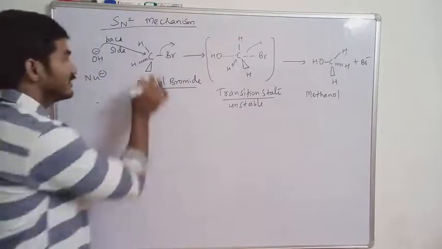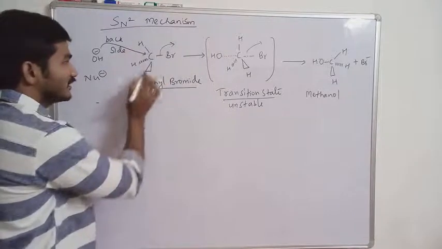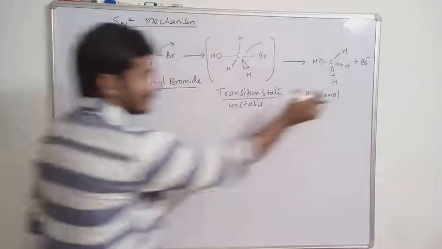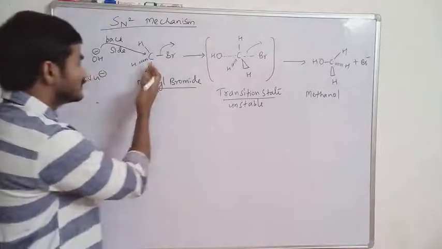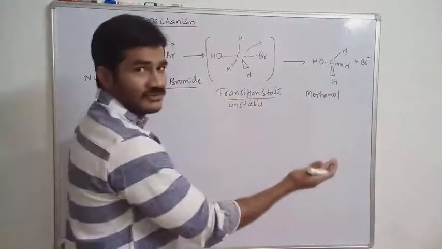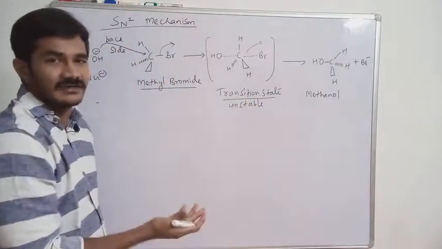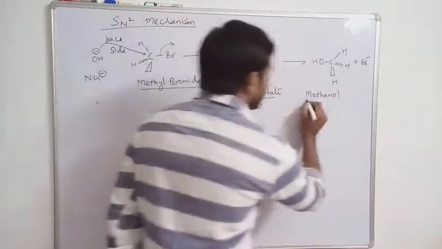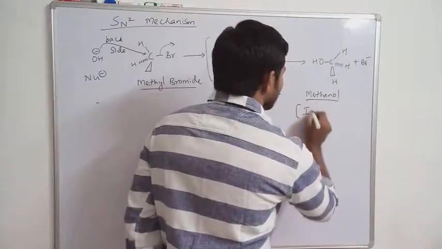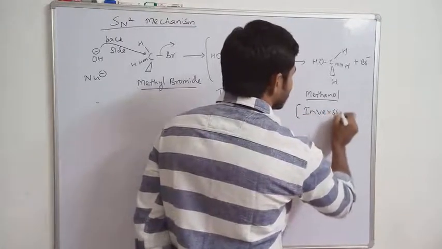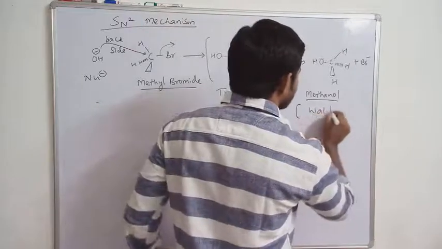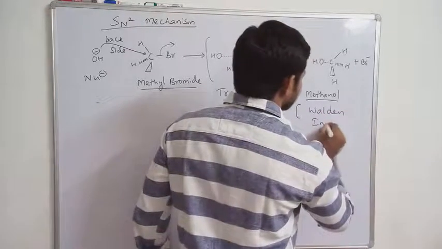In methyl bromide, all 3 hydrogen atoms are on one side, the left side here, with the leaving group on the right side. In the product, all 3 hydrogen atoms are on the opposite side. Exactly, here you can see left side, there you can see right side. So that has been inverted. The product has been inverted compared to the reactant. So I write the product as inversion. This is also called Walden inversion.